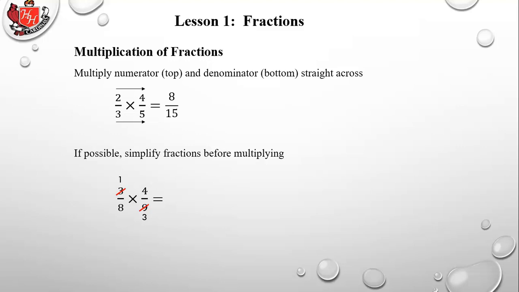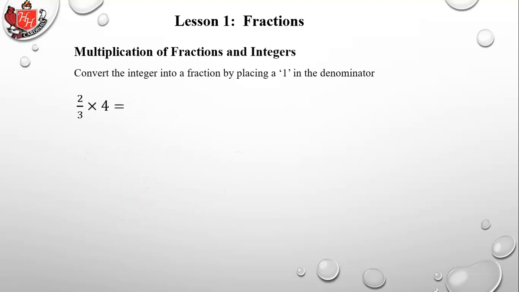Now you see the 4 and the 8 will cancel as well. 4 goes into 4 one time, and 4 goes into 8 two times. So now you've reduced both of those fractions down, and now you can multiply straight across. 1/2 times 1/3, that's 1 times 1 is 1, and 2 times 3 is 6. So that's how you multiply fractions.